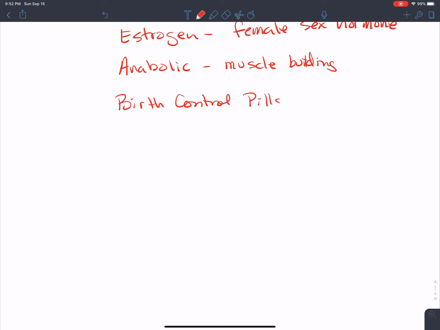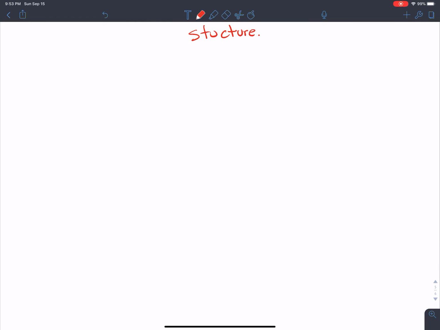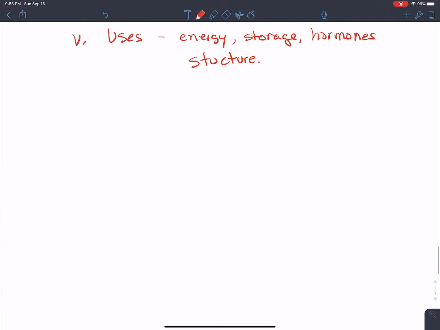Birth control pills are nothing more than hormones. They're man-made versions of these steroids that help control a woman's menstrual cycle. And then finally, the uses of these, of course, because they're fats, their main use is for energy, but they're also used for storage of energy. So fats around our bodies can be used for long-term energy storage. They make up most of our hormones, and they're also some of the structural components of our bodies. Gives our skin the certain texture that it has. And that is lipids.